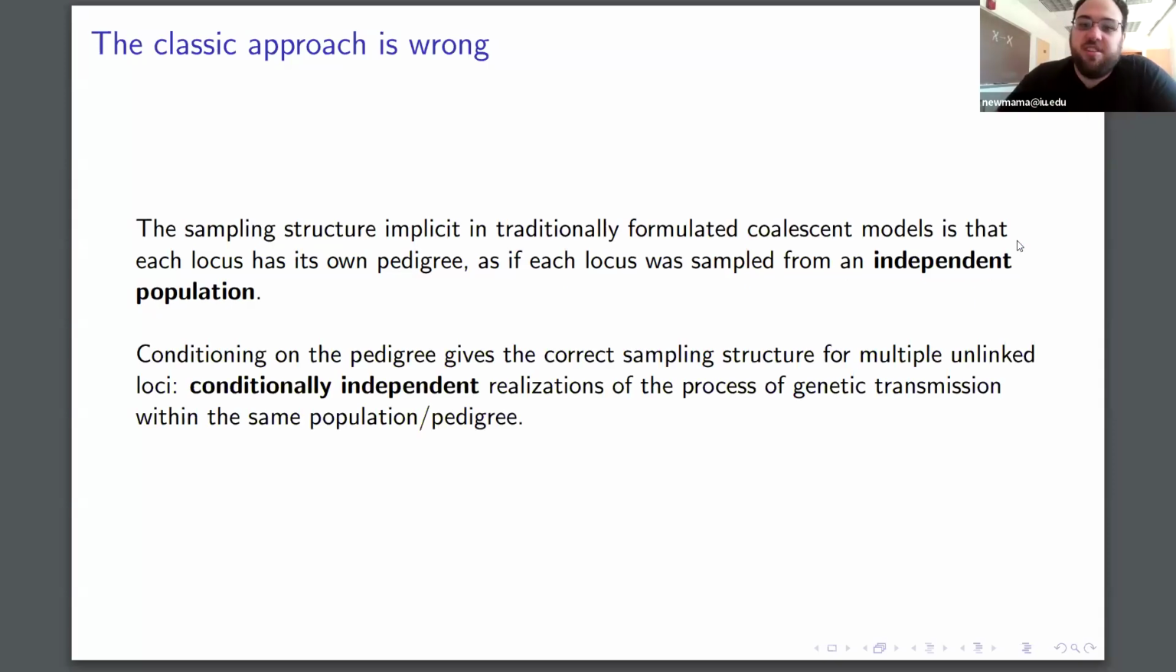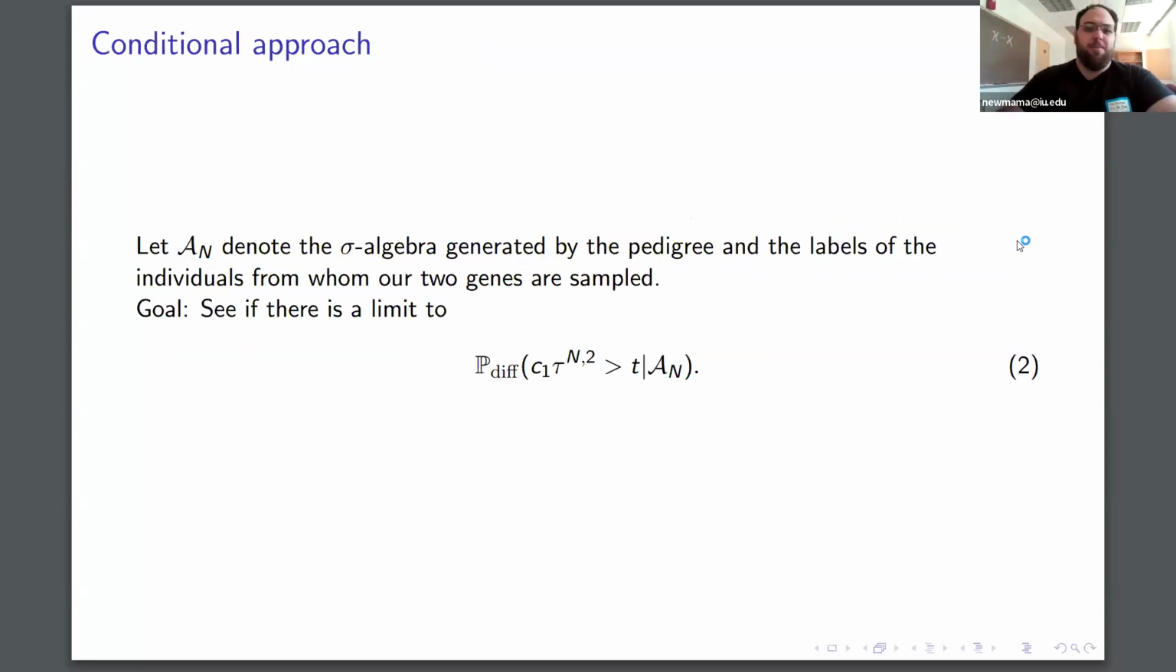So the proper way you should approach this is to look at conditionally independent realizations, right? You should look at everything under the assumption that they have a common pedigree. And so how do you say this mathematically? Well, essentially you look at the distribution of the coalescence time, again with a time rescaling of n squared in this case, but conditional on knowing the pedigree. So assume as if you knew the pedigree somehow, and you knew the individuals from whom you sampled, what should that distribution look like? That's the more theoretically sound approach to coalescent theory.